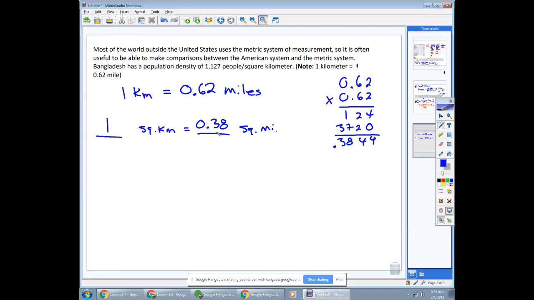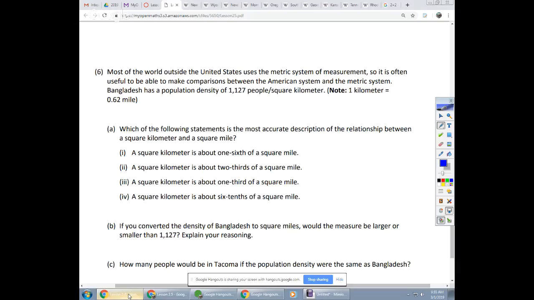All right, so if you think a third is about 0.33-ish, it's about a third of a square kilometer. A square kilometer is about a third of a square mile, right? So this tells us a square kilometer is about a third of a square mile. Looking back at those statements they gave us, a square kilometer is about a sixth, nope. About 2/3, nope. About 1/3. It's that third statement that's true.